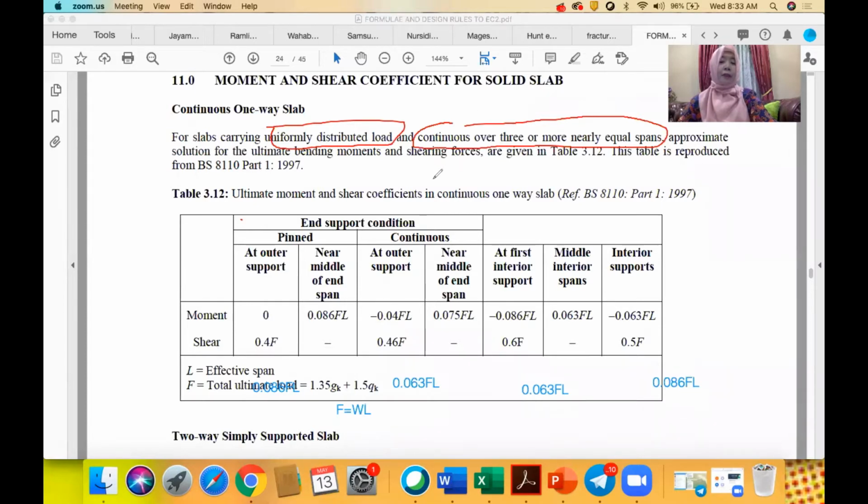Basically, we use 15%. If there's a point load, then you can use a linear elastic method such as moment distribution or moment deflection.